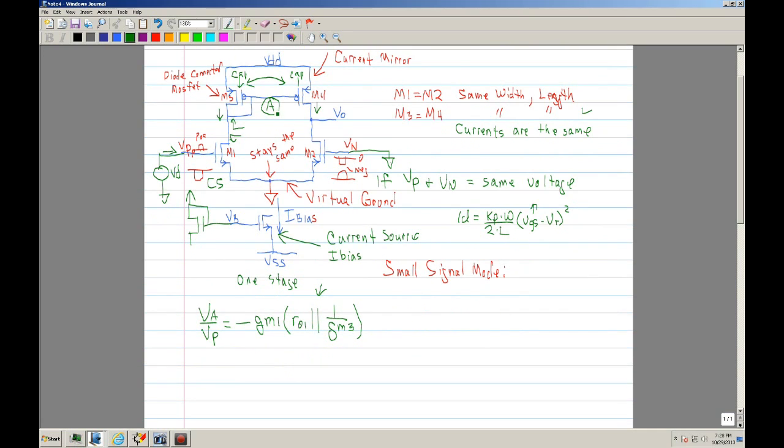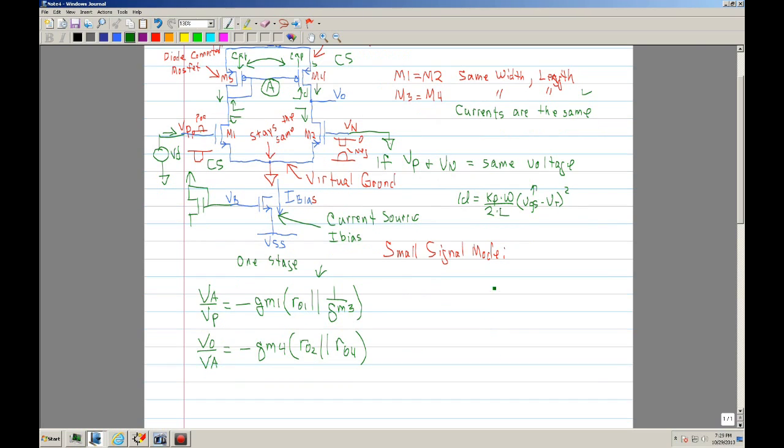Now we're going to take the gain from A to V out. This is a P channel. Here's your source, drain, gate, and again you look at it and you should know that it's a common source. And if you have a common source, again you're going to have a negative, and you're going to have a GM, and it's going to be GM4. Now you want to know what is the impedance looking into the drain. You're going to look into the drain of N4, and you're going to look at the drain of M2, and we should already know that it's going to be RO2 in parallel with RO4. Okay, we're almost there.